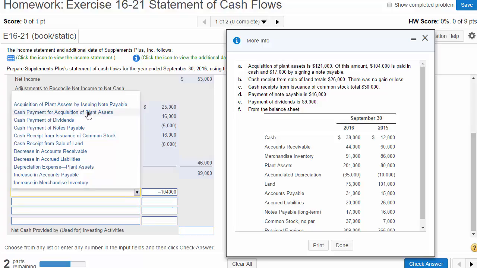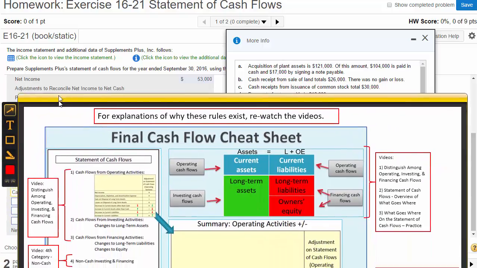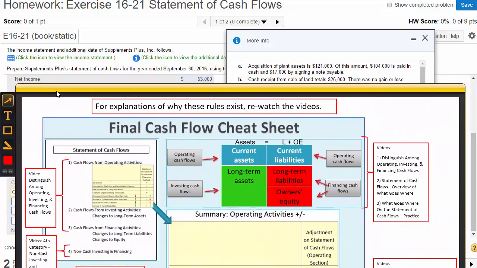Cash payment for acquisition of plant assets. We can't use the acquisition of plant assets by issuing notes payable because that's non-cash investing and financing. That goes in a different section. All right, so what we're going to do now is keep going through our list, see if we have any other long-term assets that were affected.